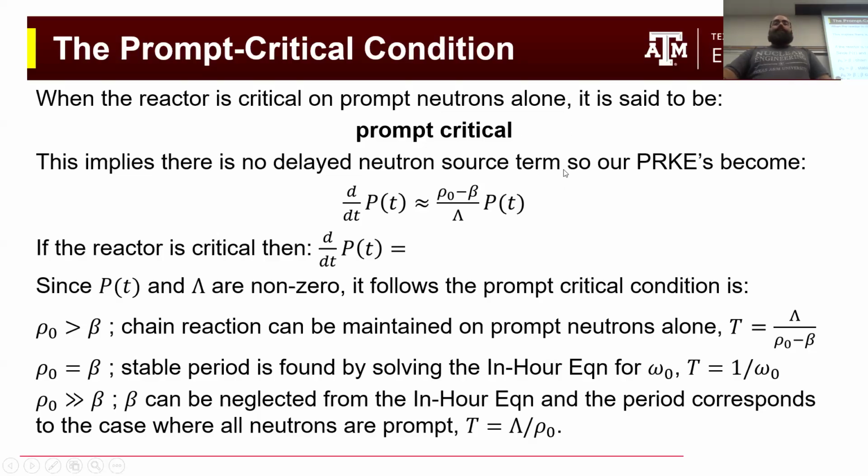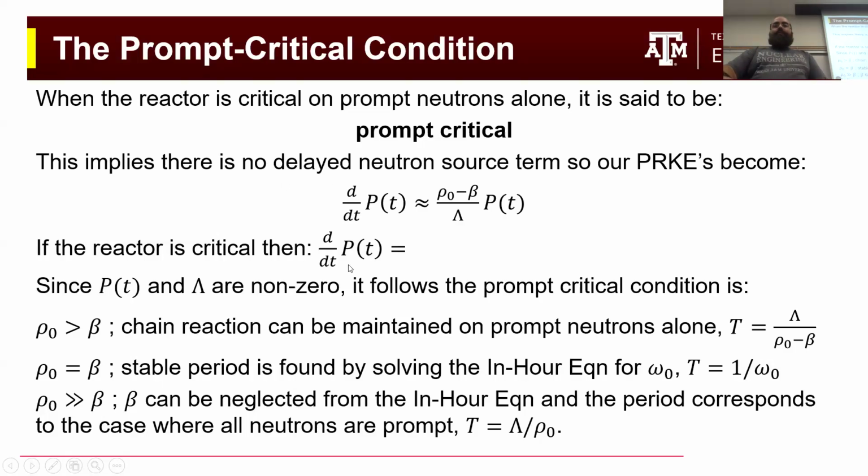And if there's no delayed neutrons, then that means that if there's no delayed neutron source term, then our point reactor kinetics equations are going to look like this. And this is me rewriting it in terms of the power, which we're fine to do. We just multiply through by some constants. That delayed neutron source term is gone, so we could just multiply through by the relevant constants to convert the neutron density into a power.